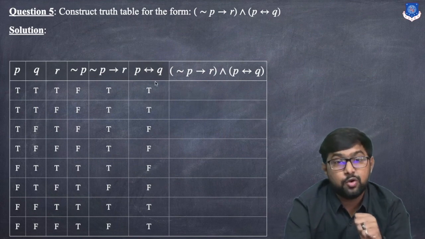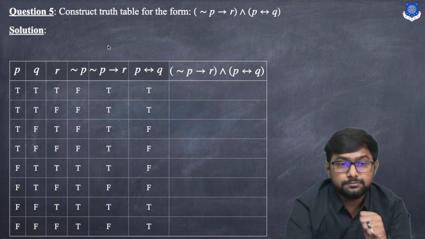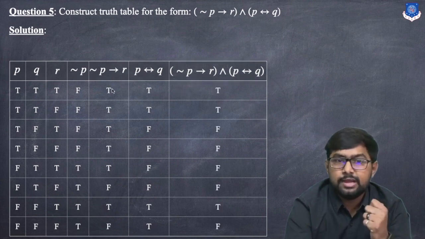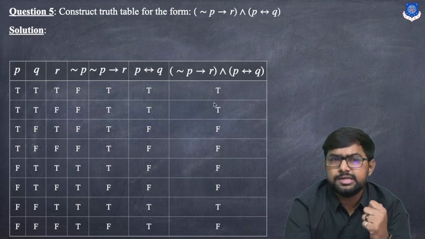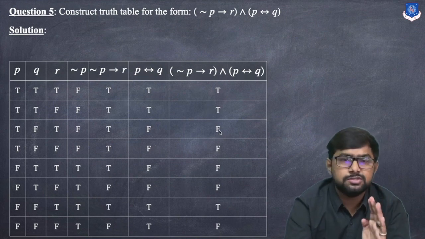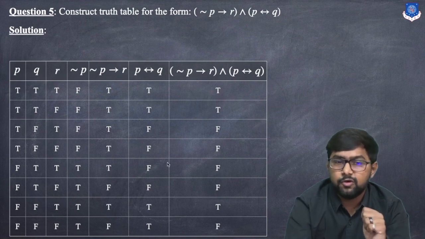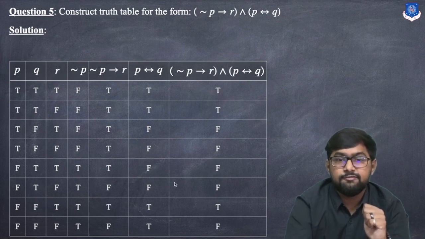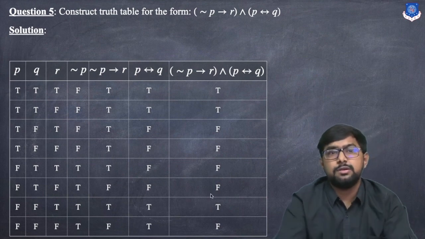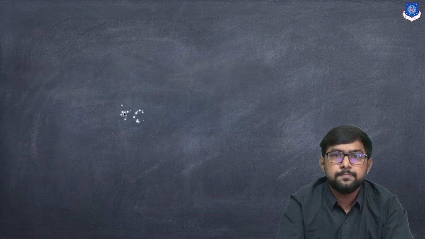And the last column, the fifth and sixth, and in between there is and. So how to calculate it? TT, so T. TT, so T. Now TF, any one is false, so false. Then F, false, FF, then F. Double T, so T, and any one is false, so it is false. So this is how you can construct a truth table. Thank you.